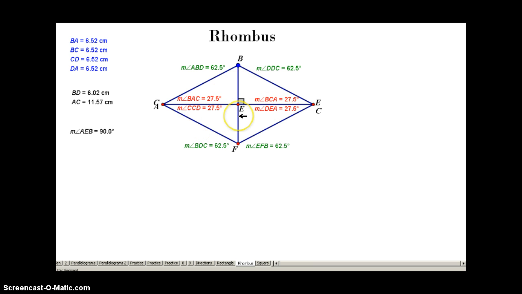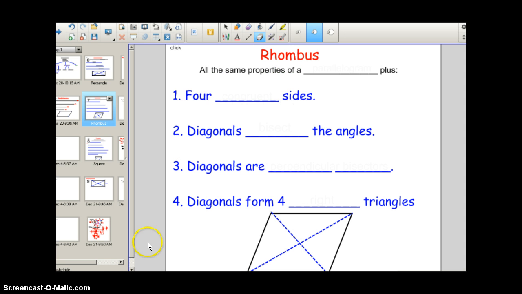The special thing about our diagonals is that they form right angles. So we have 4 right triangles, and our diagonals also bisect our angles. So these 2 in the top are congruent, these 2 in the bottom are congruent, both the right and both the left are congruent. So if we go back to our notes, we have all the same properties of parallelograms.